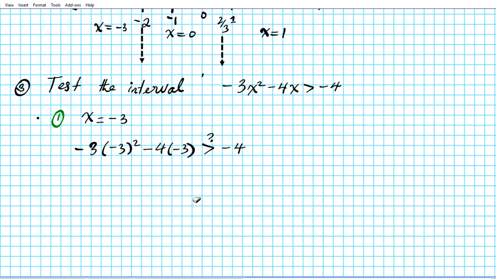Let's see. We simplify using the order of operations. On the left side, we have -3 times 9. Minus times minus becomes a plus 12. Is this greater than -4? -3 times 9 is -27 plus 12. If we add these two, we get -15. Is -15 greater than -4? This is more negative than this, so this statement is false. Okay, so put the cross right here.